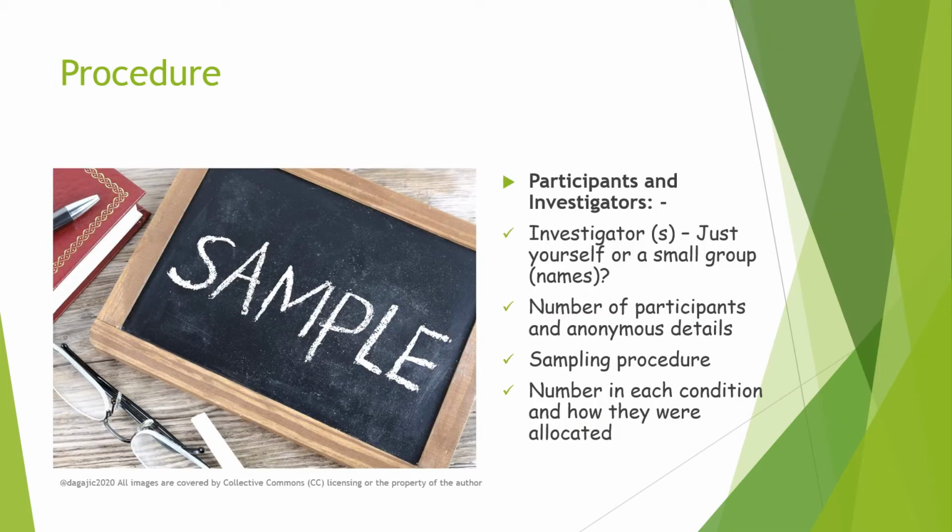The next part of your procedure is participants and investigators. So you will talk about whether the investigator is just yourself or whether it's a small group of your peers. And the investigators are named in the research, unlike the participants who need to be anonymous. So you'll talk about your sampling technique. How did you gather your participants? How many did you have? How many are in each condition? And how were they allocated to those conditions? Remember though that participants need to be anonymous and no details that could identify them should be used.